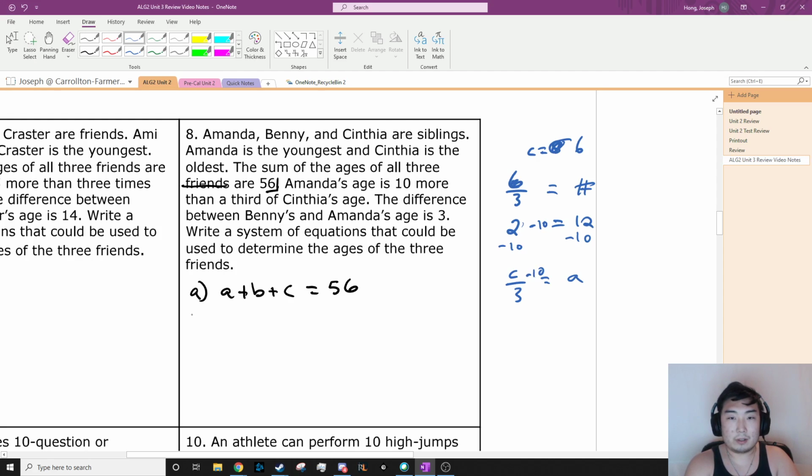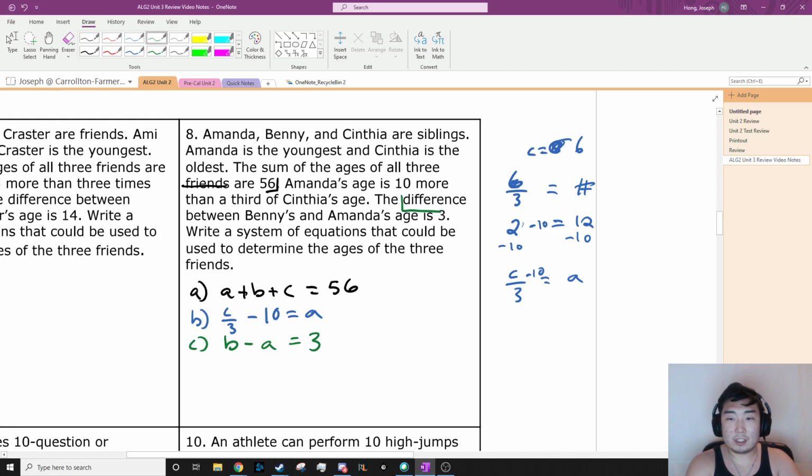So really, equation B would be C divided by 3 minus 10 is equal to A. And then equation C. Let's read this last part. The difference between Benny's and Amanda's age is 3. So Benny minus Amanda is equal to 3.